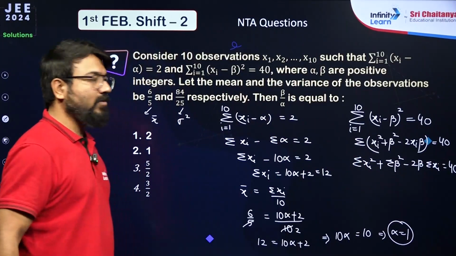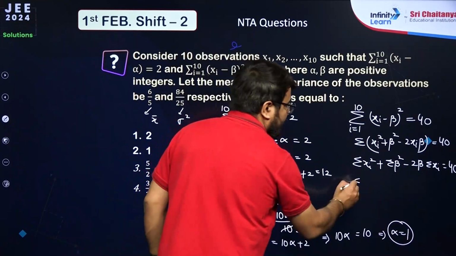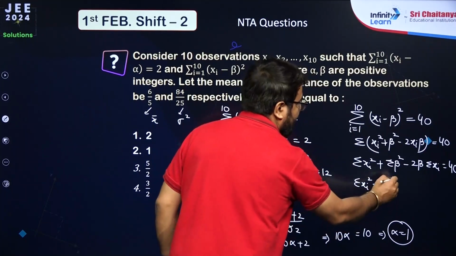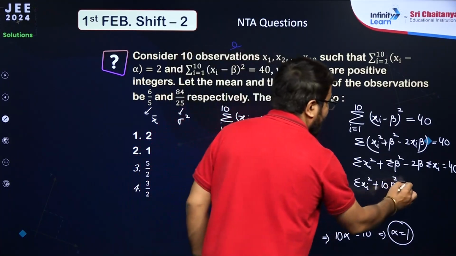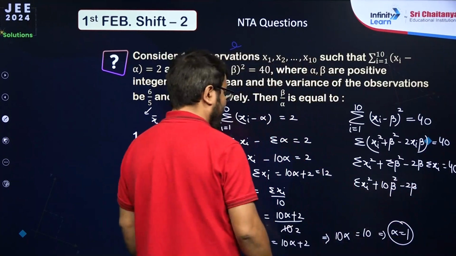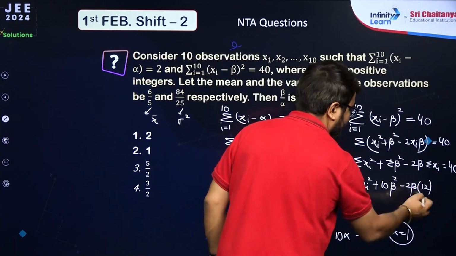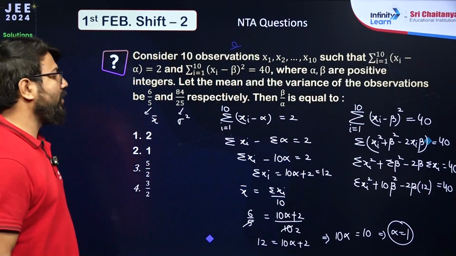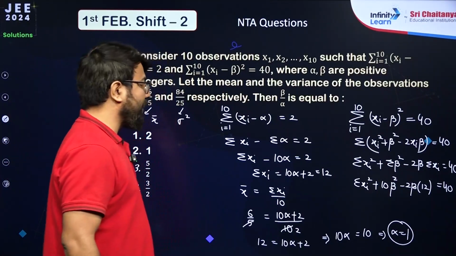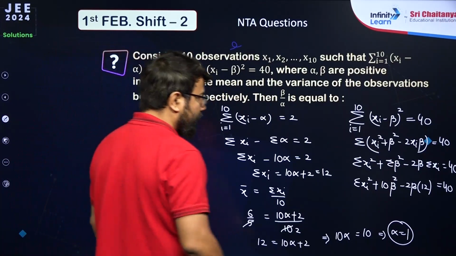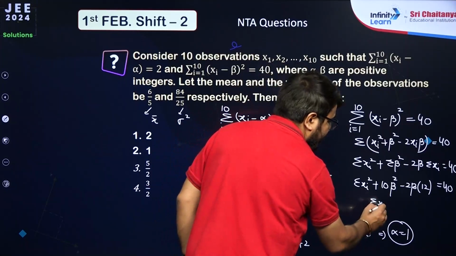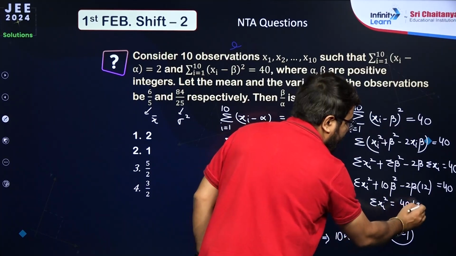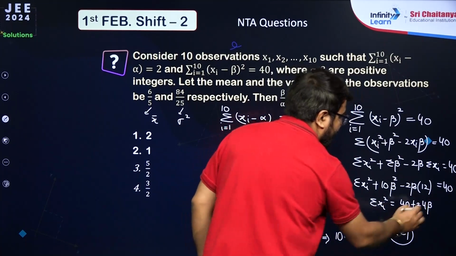So, summation of xi square, I am keeping it as it is, okay. Summation of beta square, that will be 10 times beta square, okay. This 2 beta will be kept outside and summation of xi will be written as 12 over here, since I got the value of alpha already. Now this will help me to get the value of beta, okay. So what I can do from here, summation of xi square value will be 40 plus 24 beta minus 10 beta square.